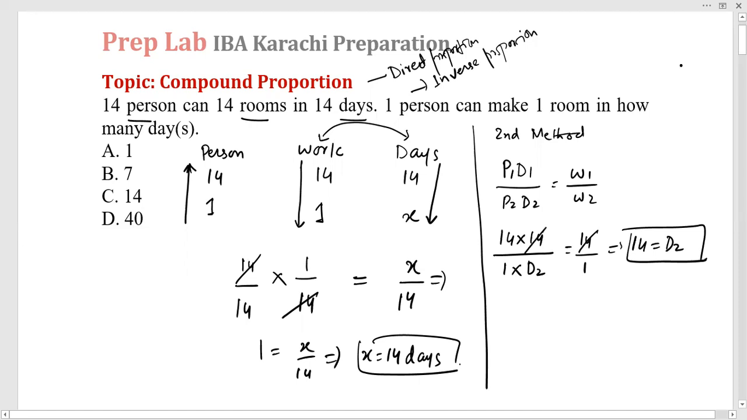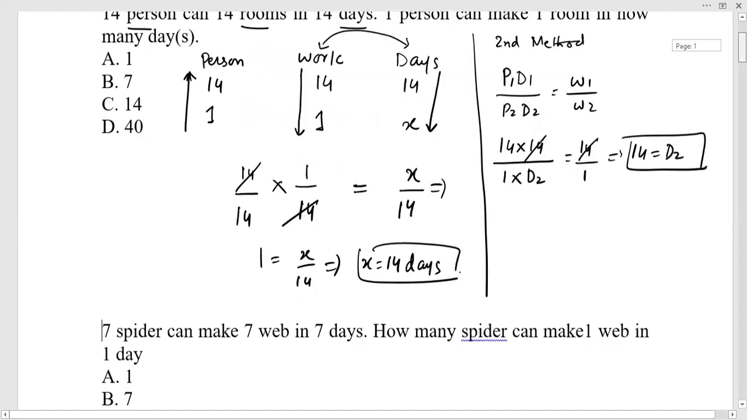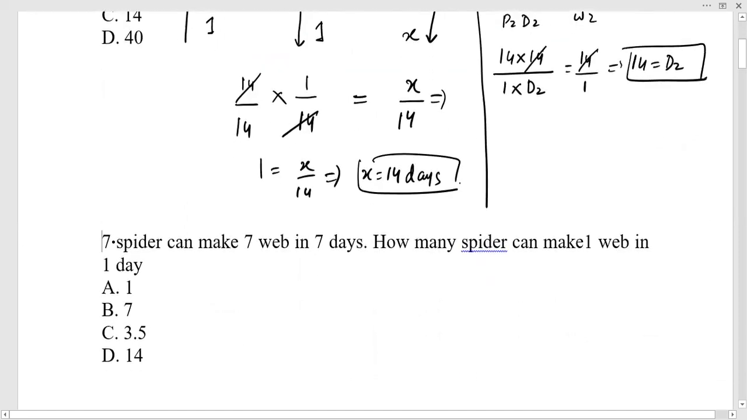If you understand that question very well, then do let me know what exactly the right option is in the comment section. This question was tested in IBA 2020 round 1 in COVID time. It was the same question asked in IBA Karachi.